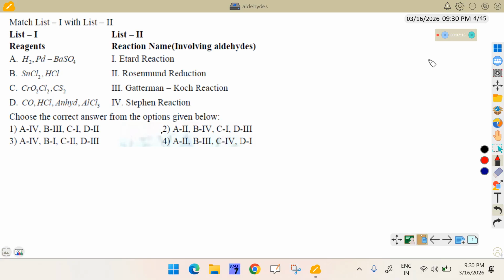The next question is a matching type question. Reagents are given. What is the name of the reaction? H2, Pd-BaSO4: this is the Rosenmund reduction reagent. SnCl2 plus HCl: this is the Stephen reaction reagent. A is 2, B is 4. That is the second option.